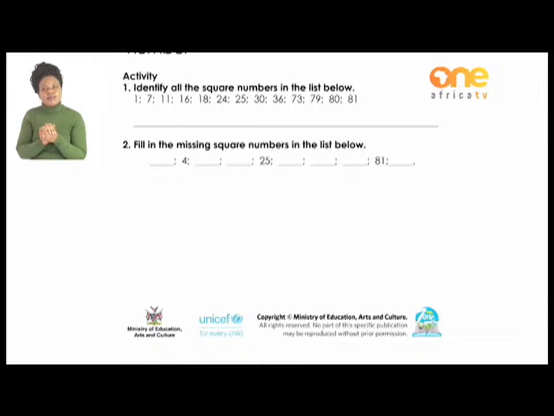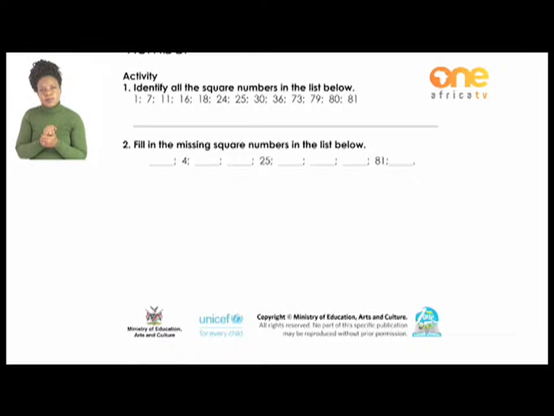So you are required to identify, or just write down, all the square numbers from that list. The second question is to fill in the missing square numbers in the list below. So there is a list there, there is a space, and there is 4, there is a space, it's 25, 3 spaces, and then there is 81 in the last space. You must write them.